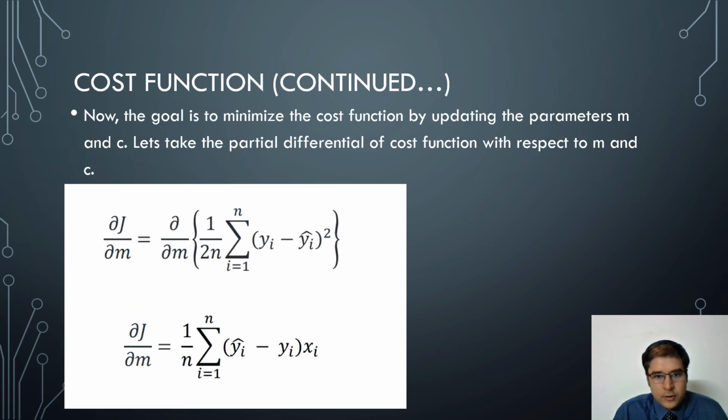Now the goal is to minimize the cost function by updating the parameters m and c. Let's take the partial differentiation of the cost function with respect to m and c. So we will get this: ∂J/∂m is equal to 1/n summation i = 1 to n (yi cap minus yi) xi. So from the definition of yi cap is equal to m into xi plus c, we get this definition of ∂J/∂m, the partial derivative of the cost function with respect to m.